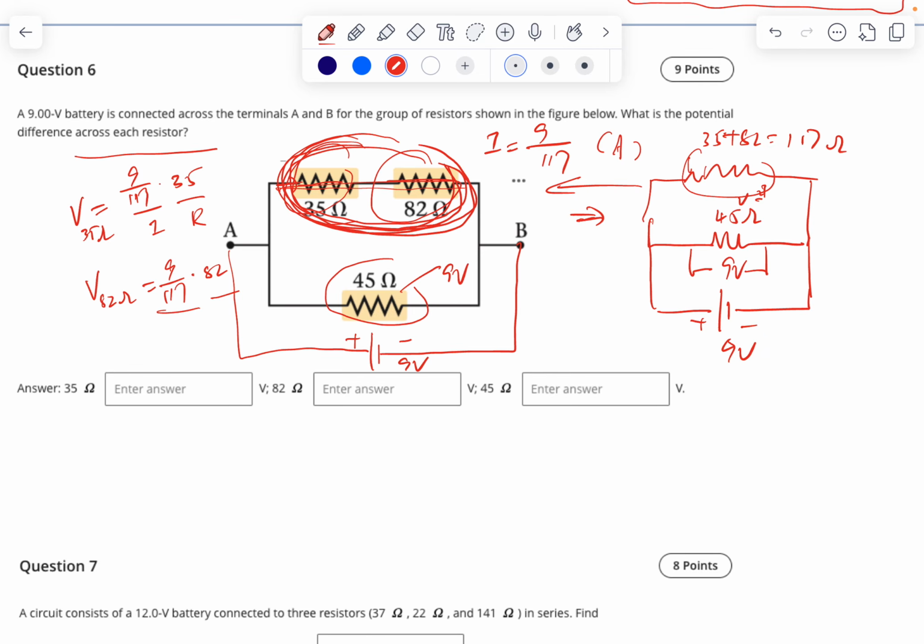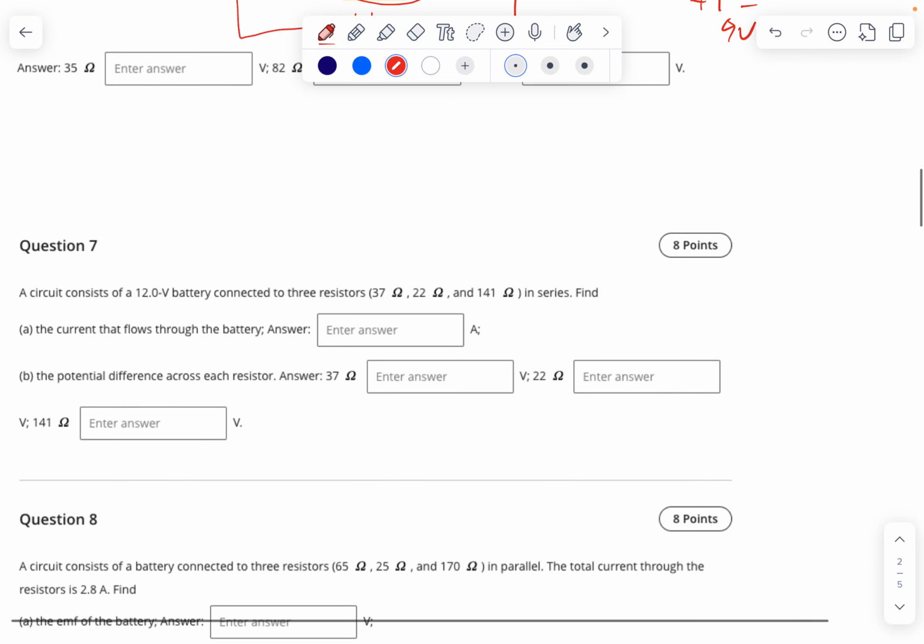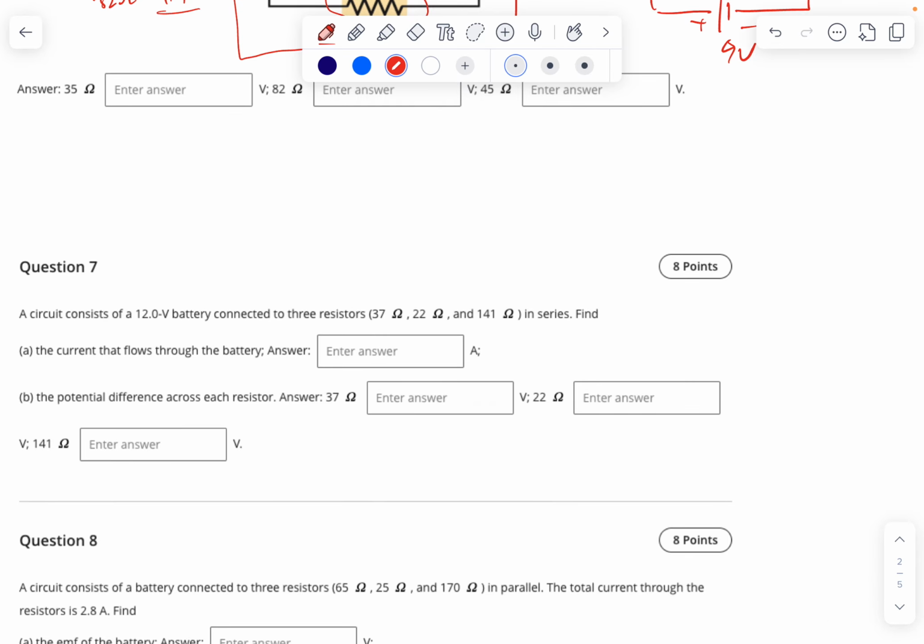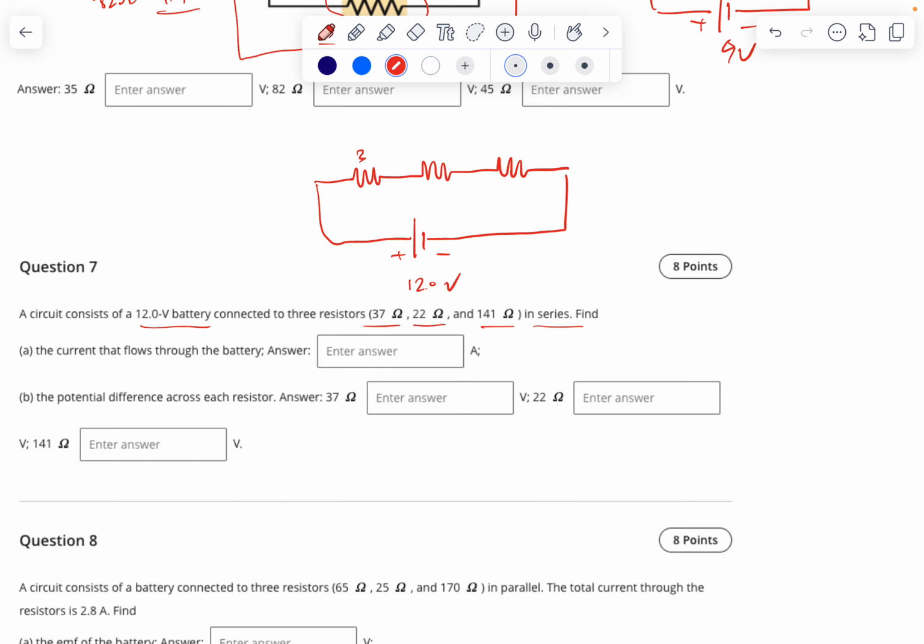Okay, all right, number 7. A circuit consists of a 12 volt battery connected to 3 resistors, 1, 2, 3 in series. So this is the circuit. This is 12.0 volts, and then 37 ohm, 22 ohm, and 141 ohm. Find the current that flows through the battery.